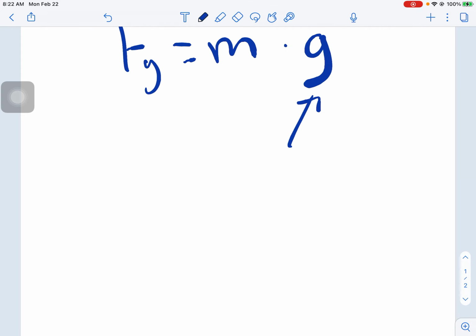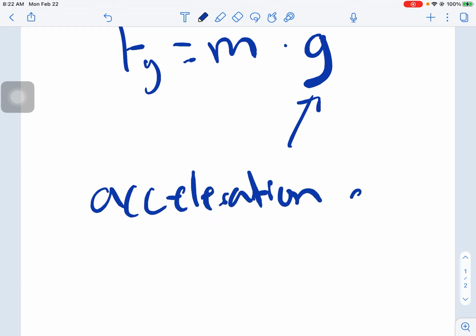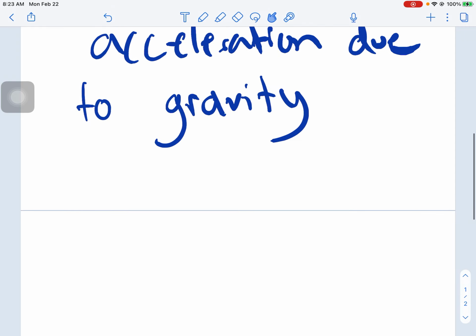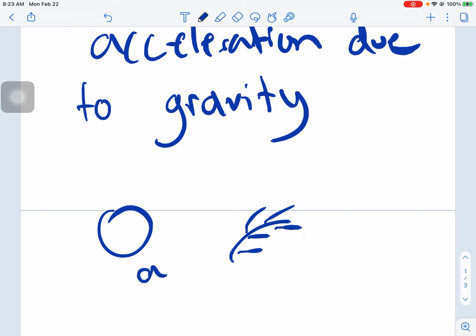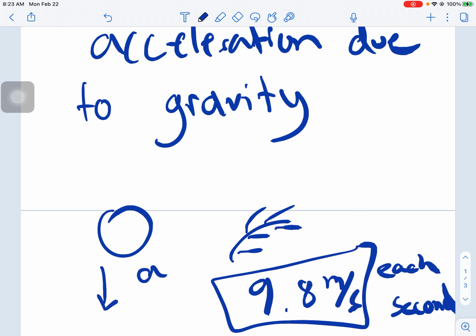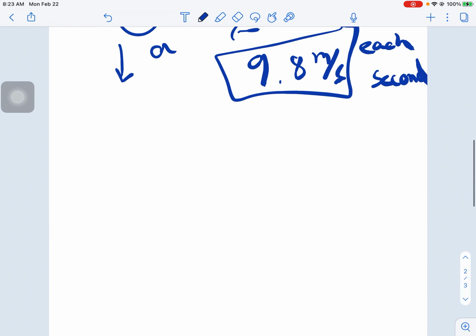Little g is the acceleration due to gravity. This is the rate at which all objects on Earth fall to the Earth's surface. So every object, if it's in a vacuum, whether it's a bowling ball or a feather, will have an acceleration towards Earth. It'll increase its velocity by 9.8 meters per second each second. So each second it's going to go faster by 9.8 meters per second. That is the acceleration due to gravity.